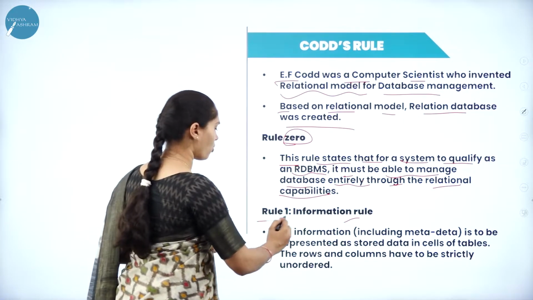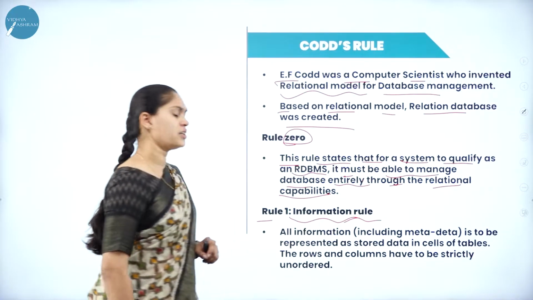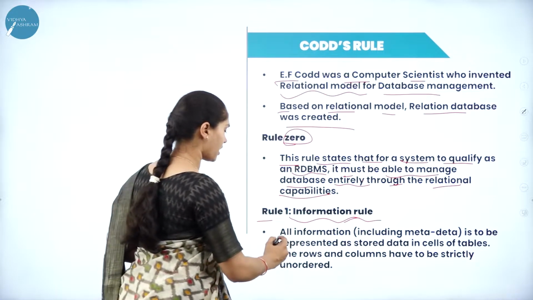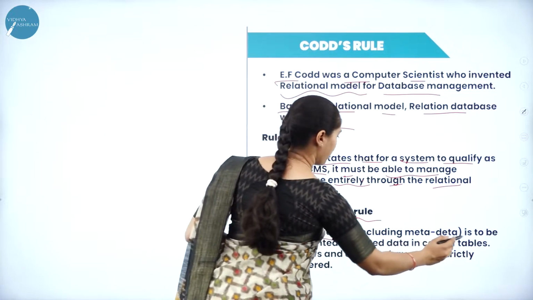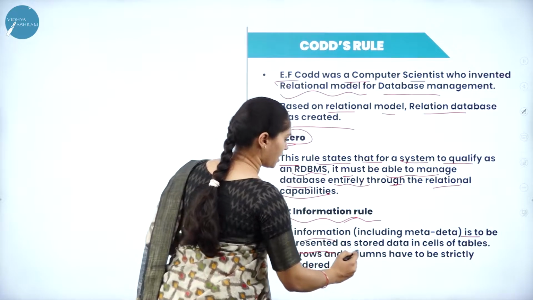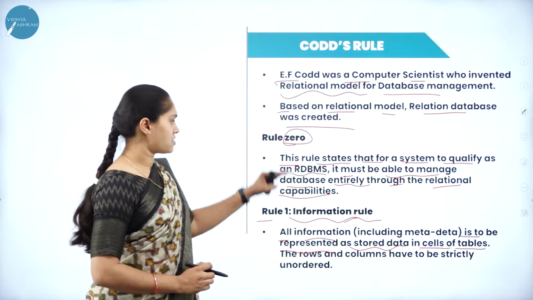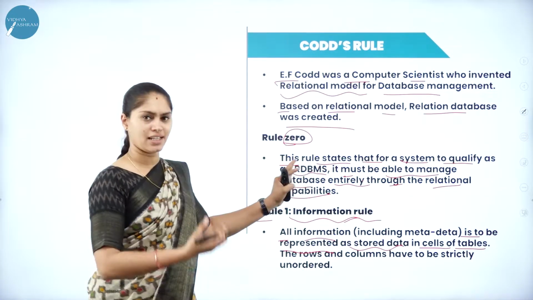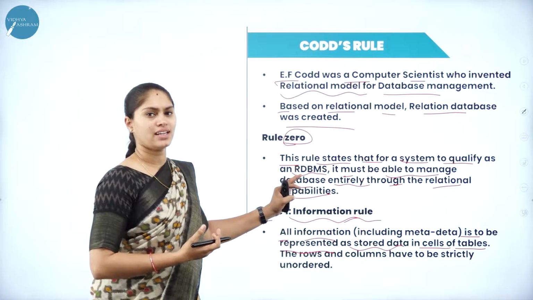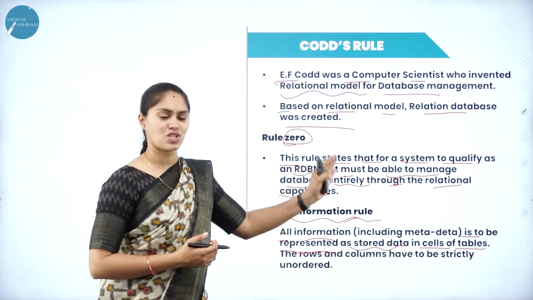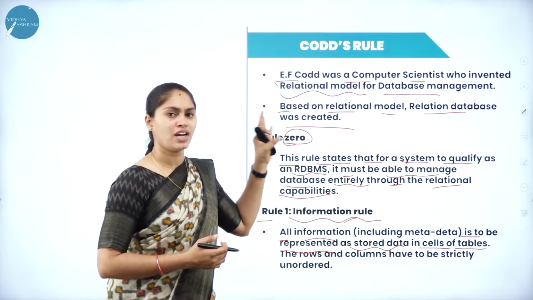So what about rule 1? That is the information rule. The information rule indicates that all the information is to be represented as stored data in cells of tables. As with rule 0, we have to show all the database content as a relation, which means it has to be in the format of a table only.